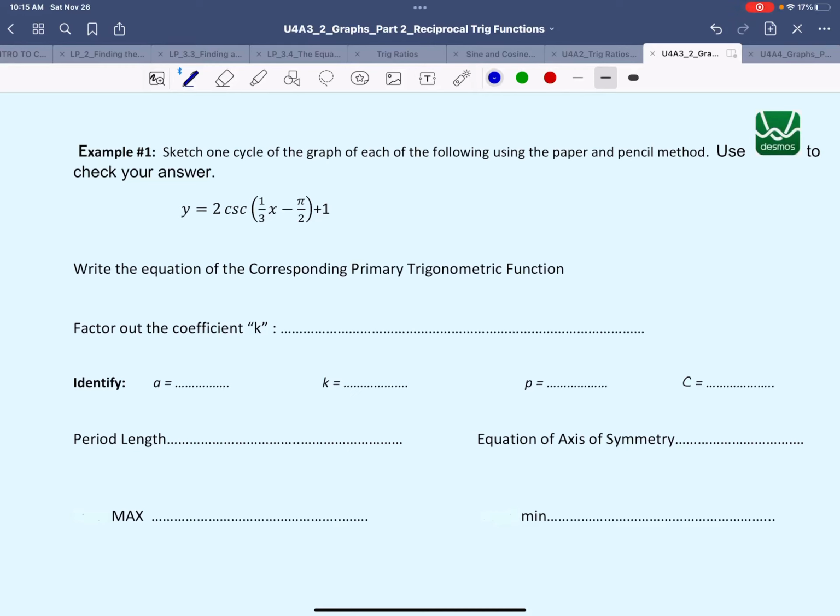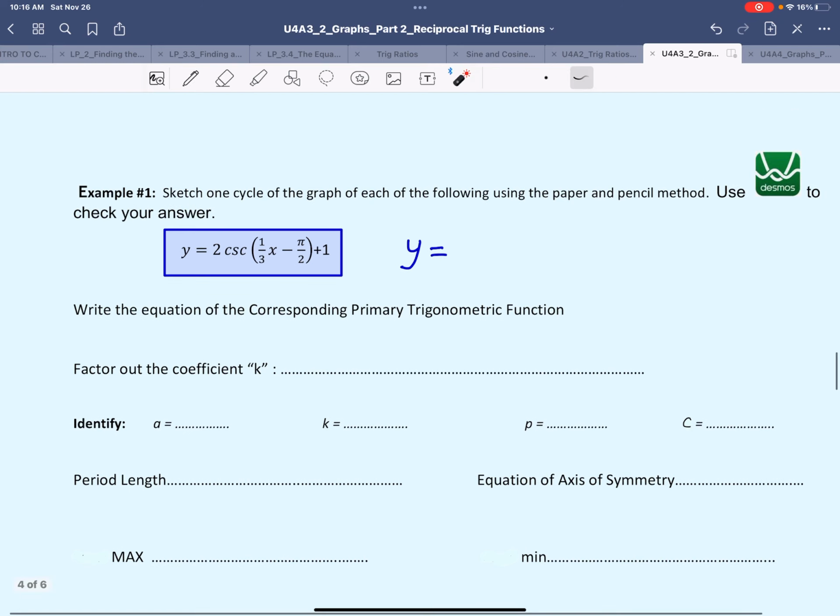In this lesson, we'll explore the transformations of the reciprocal of primary trig functions. As an example, I have considered the function y equals 2 cosecant (1 over 3 x minus pi over 2) plus 1. Step number 1, just like we do with graphing any functions, is factor out the coefficient k.